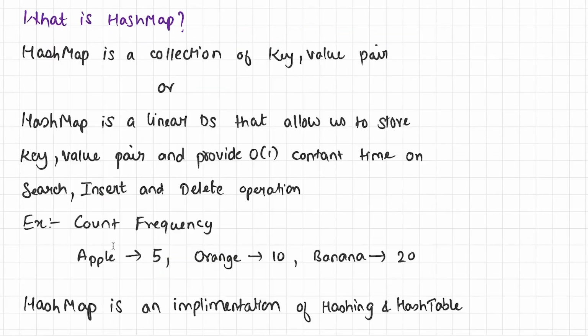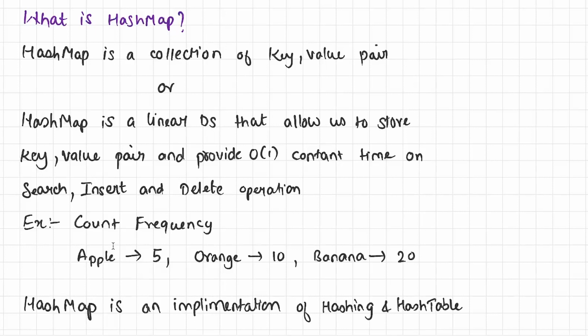So let's move on. Let's start with the very first question, that is, what is HashMap? Well, HashMap is a collection of key value pairs. Or the other way to understand it, HashMap is a linear data structure that allows us to store key value pairs and provides Big O(1) constant time on search, insert and delete operations. Basically, HashMap is a data structure that allows us to store key value pairs so that we can search, insert and delete in constant time.